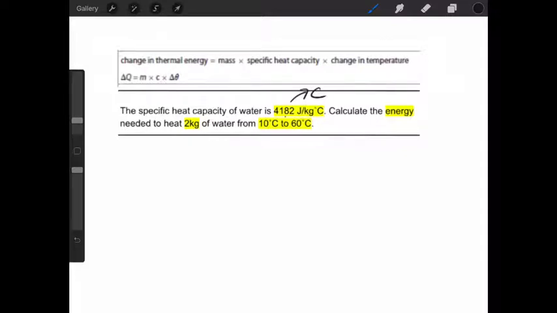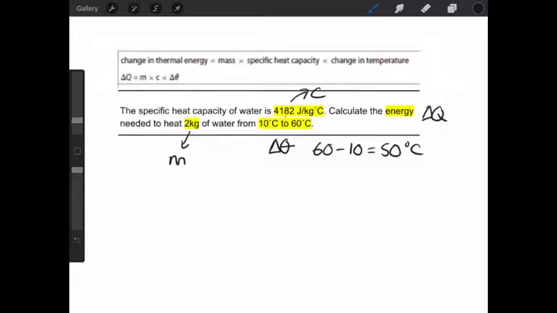Now I can calculate the energy that's needed. That's the delta Q, that change of energy that's required to make the change of temperature happen. I can do that if I know the mass, which I'm told here, so that's M in our equation, and the change in temperature in degrees Celsius. So I need to work that change of temperature out. So I've done that in my head without a calculator.